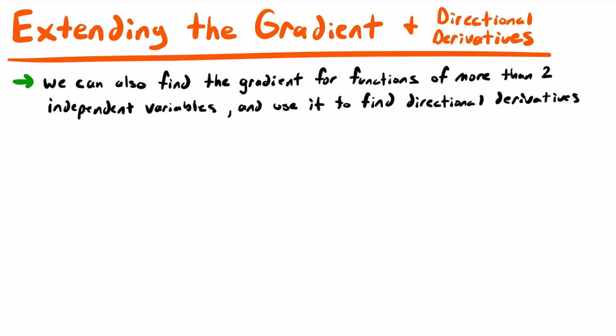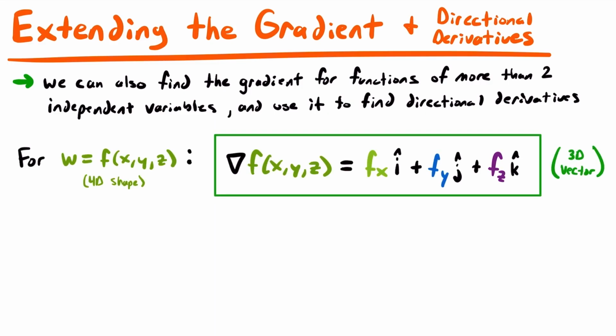And so to start, here's what the gradient vector would look like for a function of 3 independent variables. If you have a function w is equal to f of xyz, which would represent a 4-dimensional shape of some kind, you can find the gradient vector for that function. The gradient vector del f of xyz is equal to fx i plus fy j plus fz k. Or in other words, the partial derivative with respect to x is the x component, the partial derivative with respect to y is the y component, and the partial derivative with respect to z is the z component, and that vector is a 3-dimensional vector.